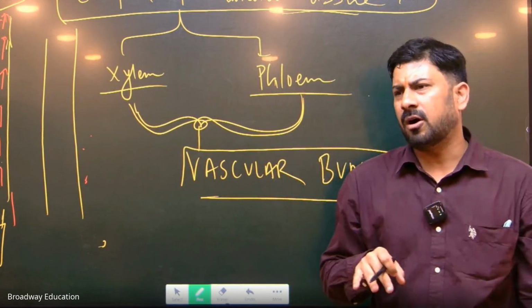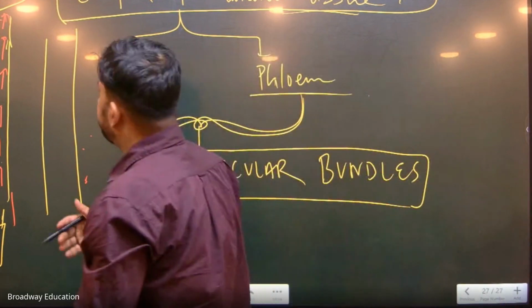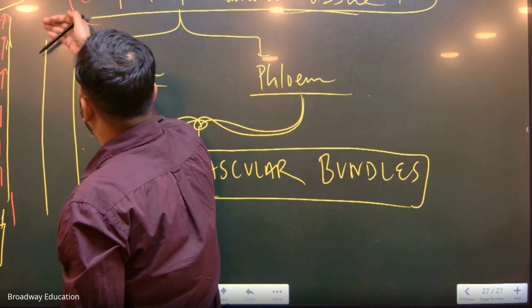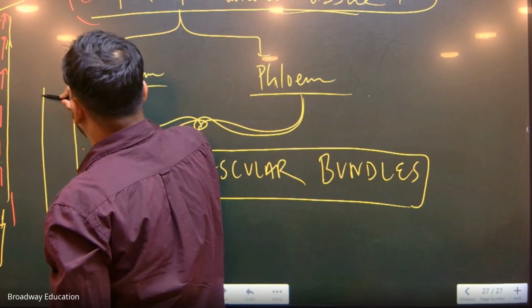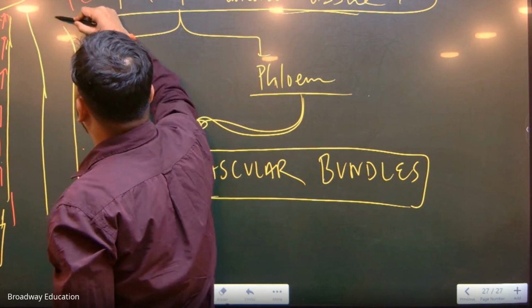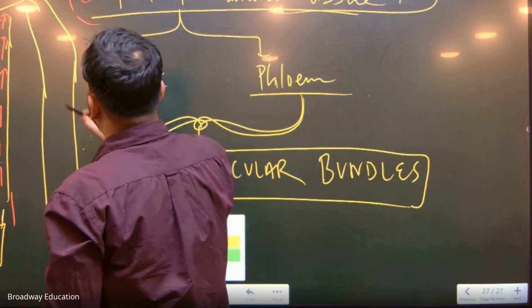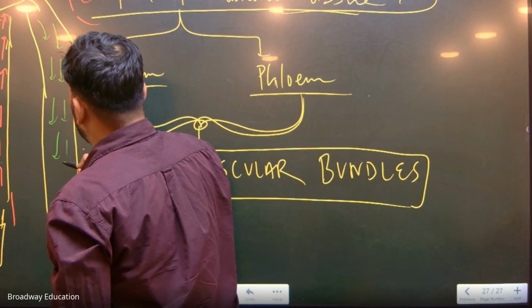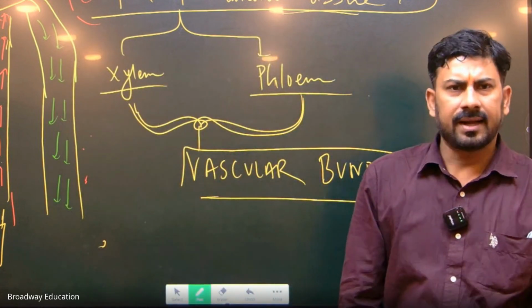And those types of vessels which are responsible for the transportation of the prepared food material to different parts of the plant, including roots. Getting my point?